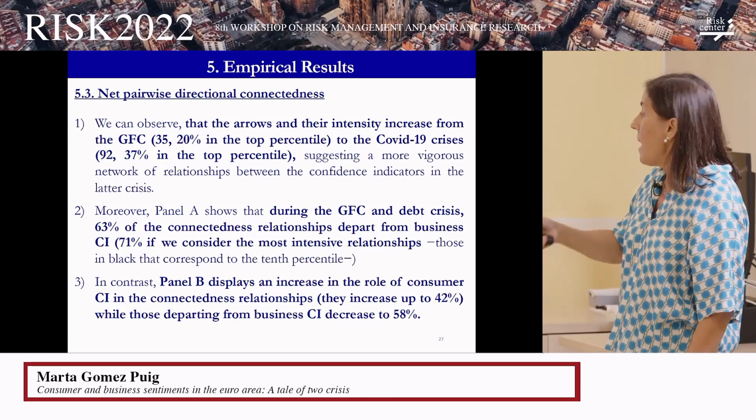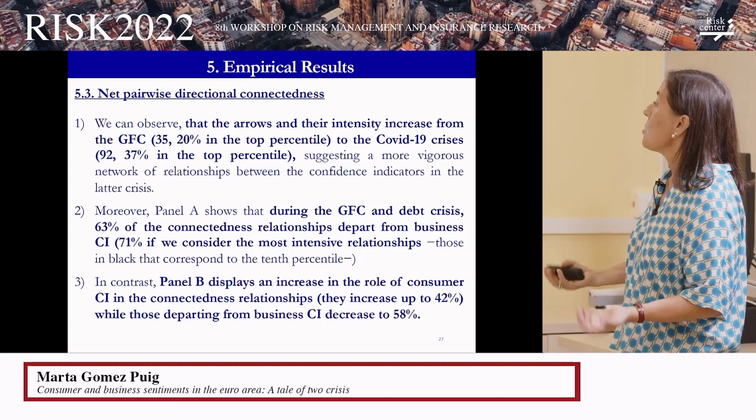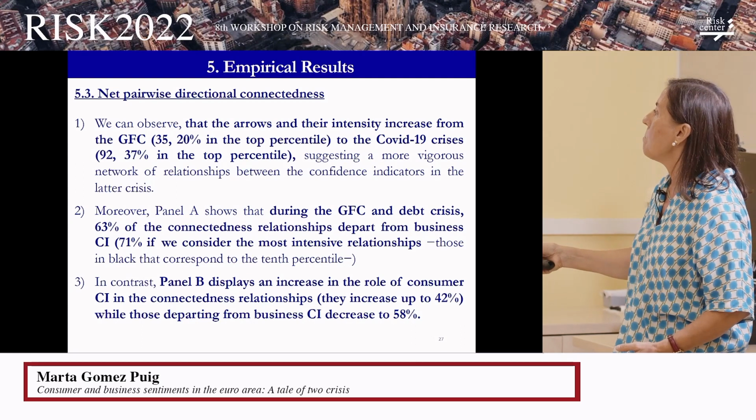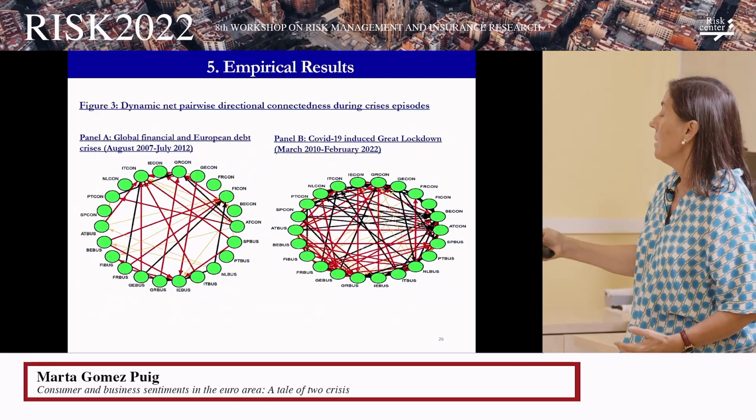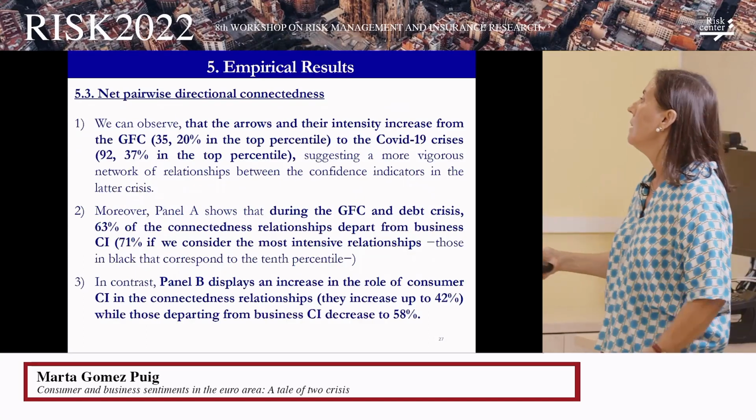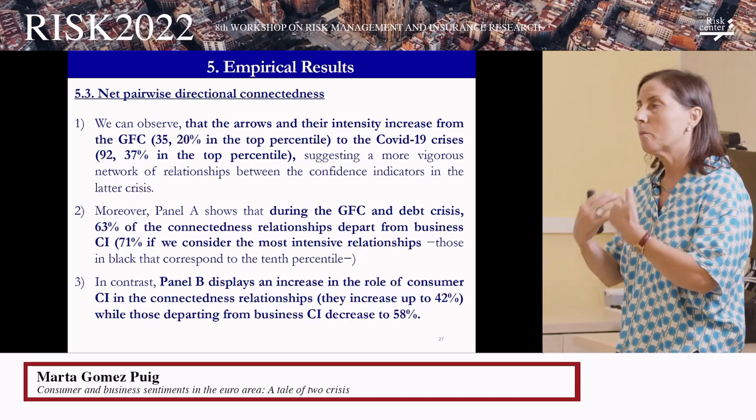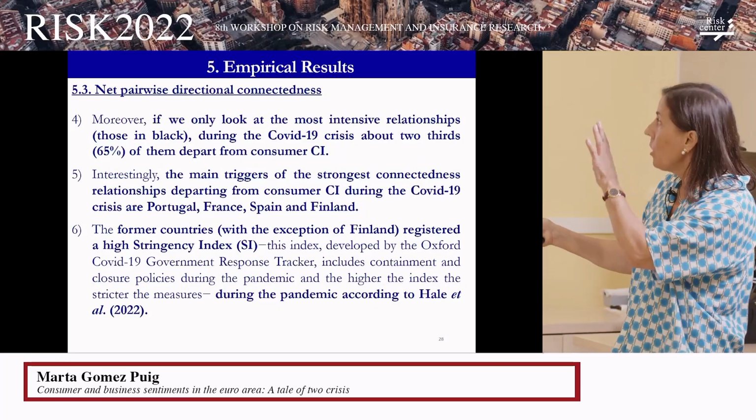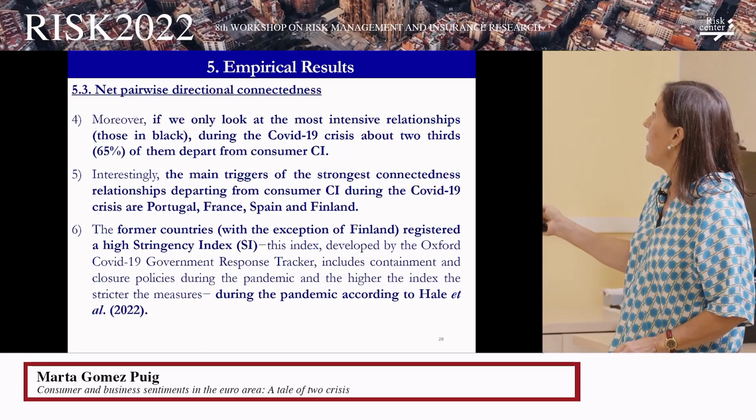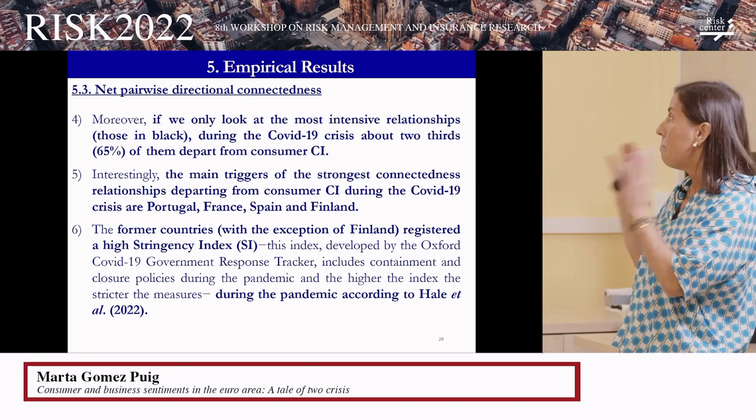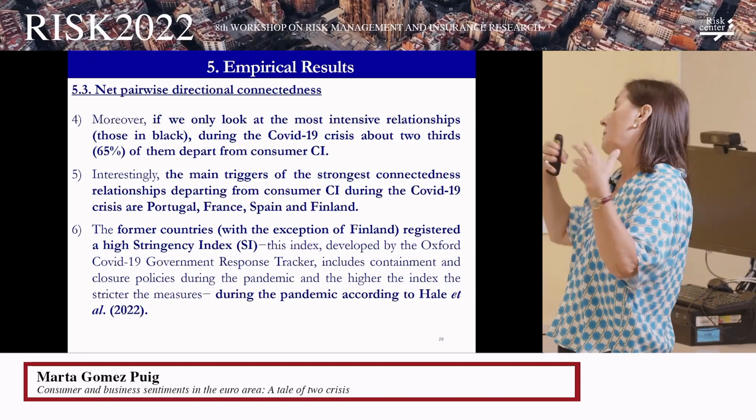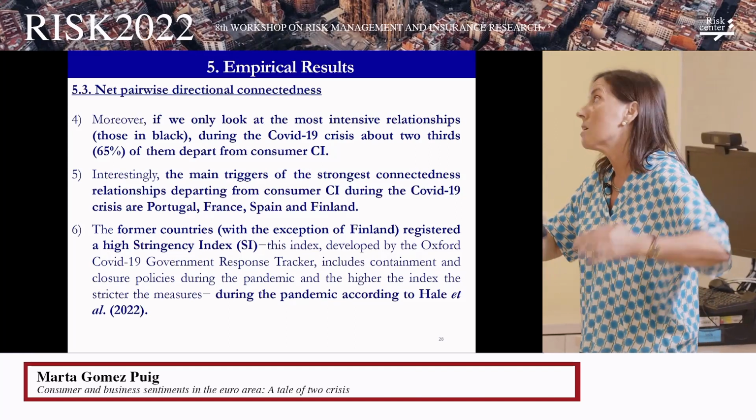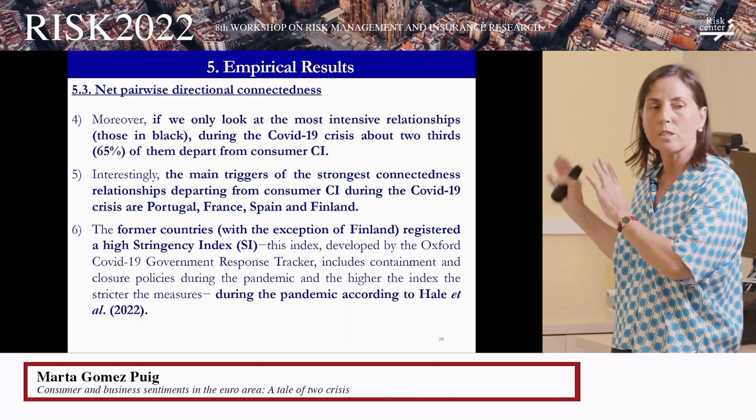Moreover, panel A, that corresponds to the global financial crisis, shows that most of the connectedness relationships, 71, if we only consider the most intensive ones, those in black, which correspond to the 10th percentile, 71 of them depart from business confidence indicators. However, in the COVID-19 crisis, if we only look at the most intensive relationships, about two-thirds of them, 65%, depart from consumer confidence indicators. So while the main trigger during the global financial crisis is business confidence indicators, there is an increase in the role of consumer confidence indicators in the COVID-19 crisis.